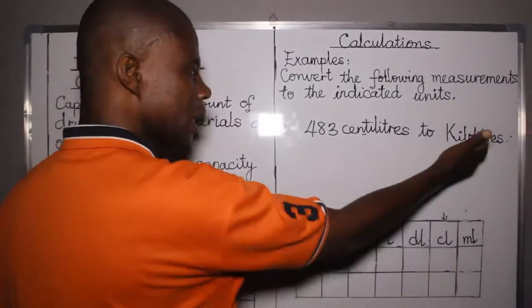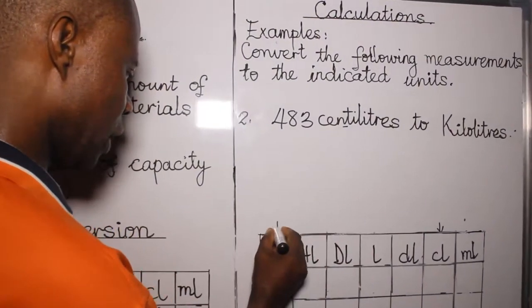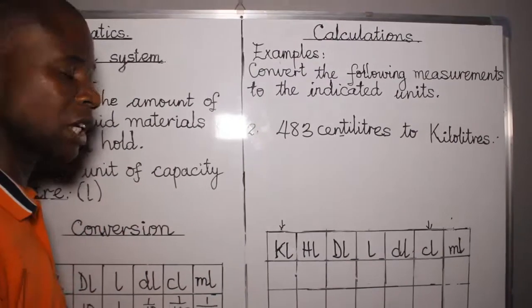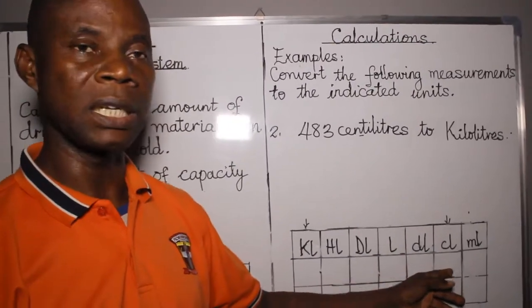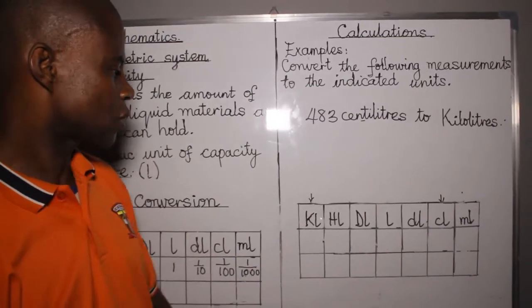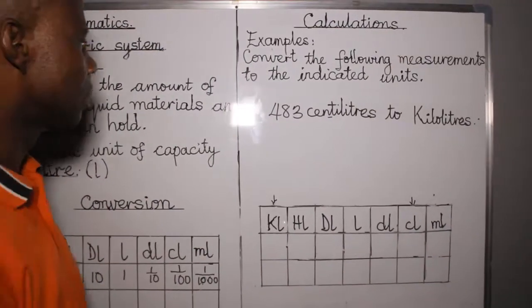So locate the kiloliter first. And here is the kiloliter. So this is the column for the kiloliter. Now we've located the kiloliter, we've located the centiliter. So we are working within this range. So go back to the question.